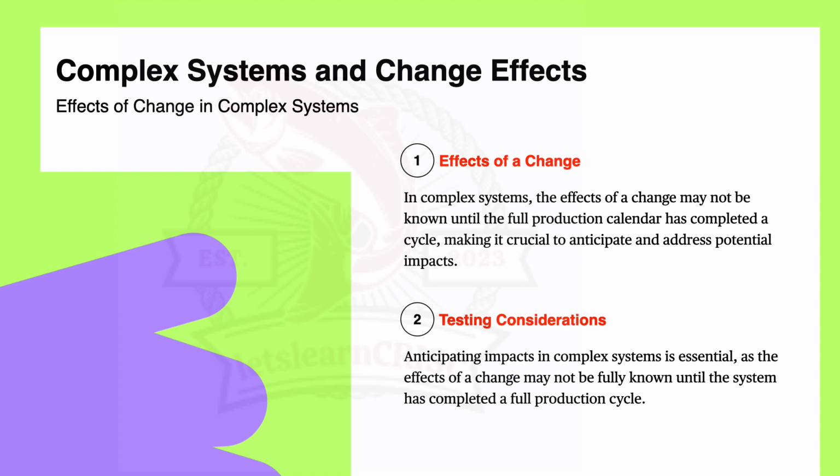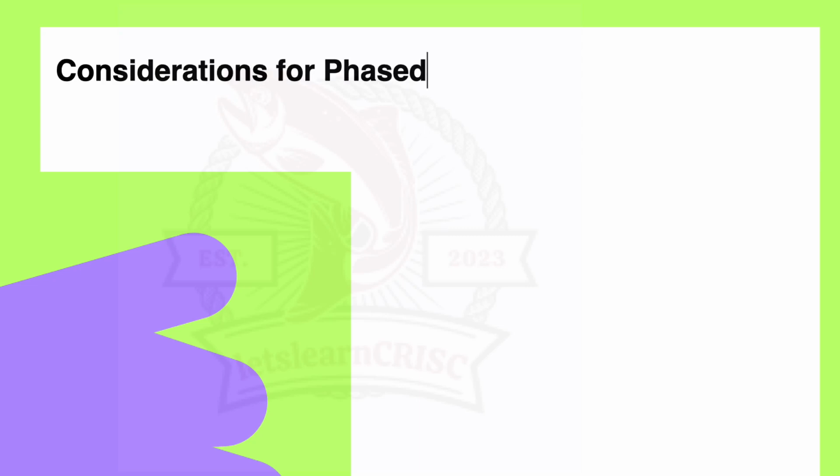Right? So these considerations highlight the need to look beyond immediate impact and take a holistic view, especially in complex systems where the full effect of change may only manifest over time or after completing a full production cycle. Right? Moving next, that is a consideration for the phase changeover.